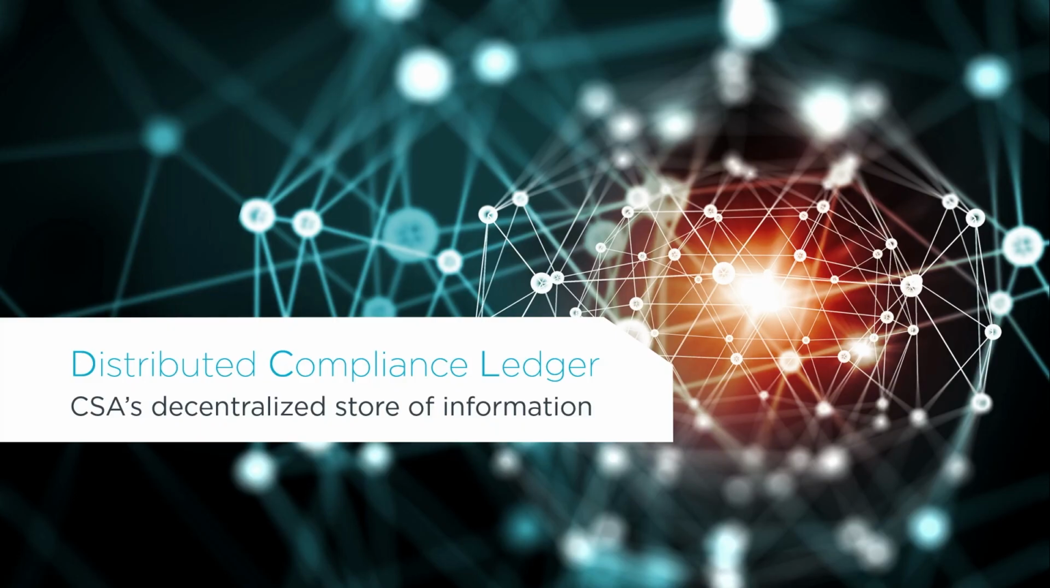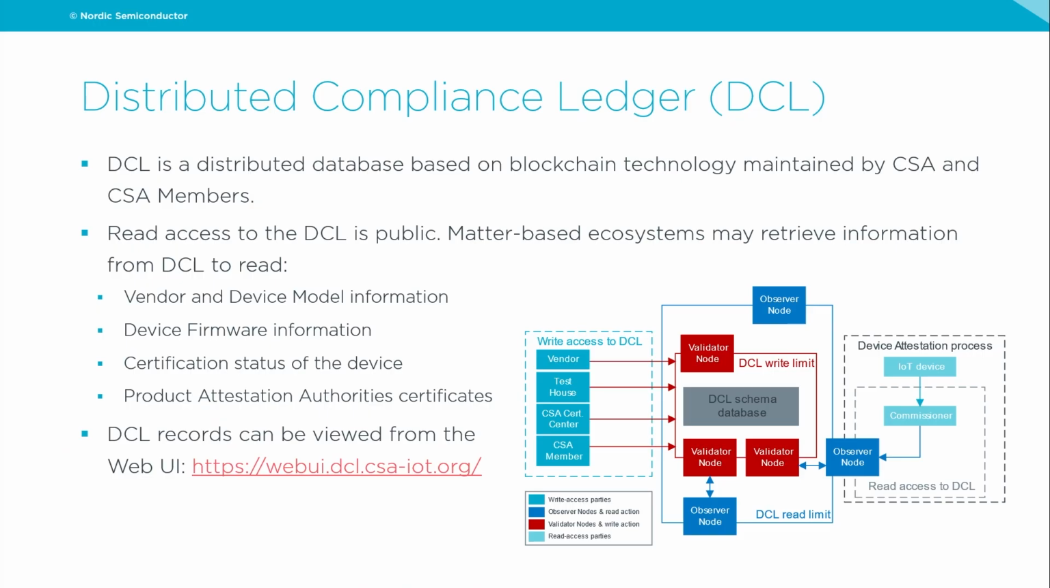Let's now explain the concept behind the CSA database called the Distributed Compliance Ledger, or DCL. The DCL is a distributed database that is cryptographically secured using blockchain technology. This database is distributed across many servers located around the globe and hosted by CSA members. The DCL stores information about Matter products and their compliance status. This is useful for a few use cases.